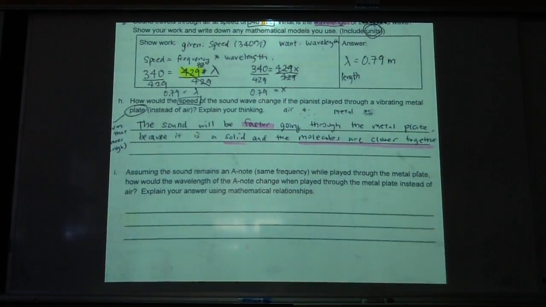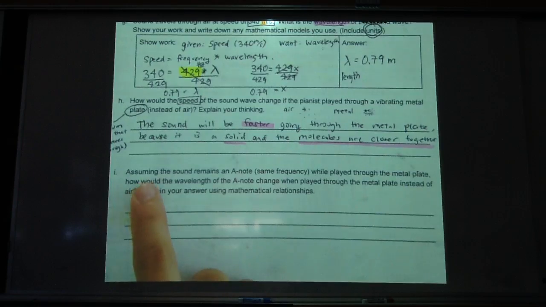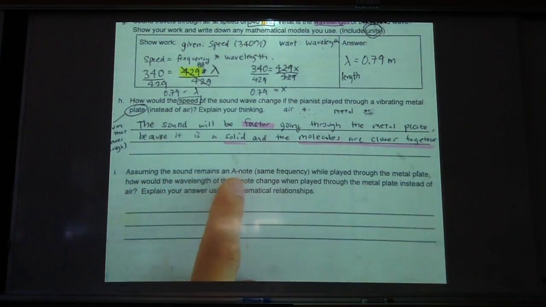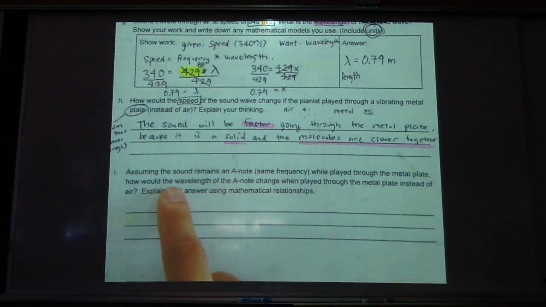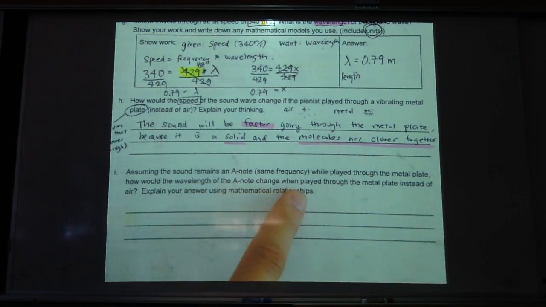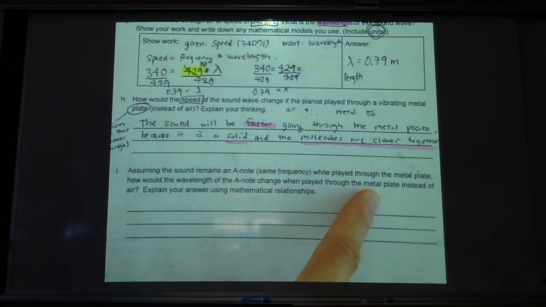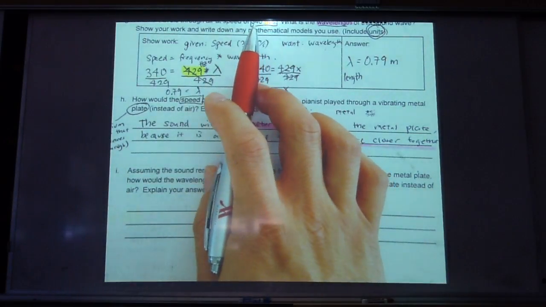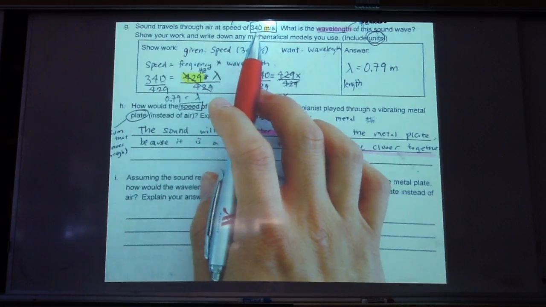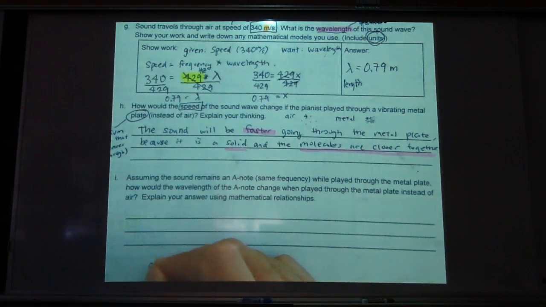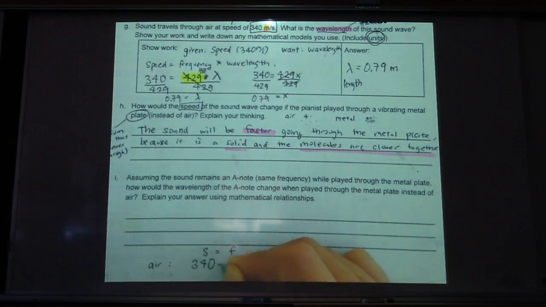Now that we know that the speed is faster, we're asked, assuming that the sound remains an A note, how will the wavelength of the A note change when it's played through a metal plate instead of the air? So we know the speed of sound through air was 340 meters per second. So when it's played through the air, it used to be 340, speed equals the frequency, 429, times the wavelength, which is 0.79.